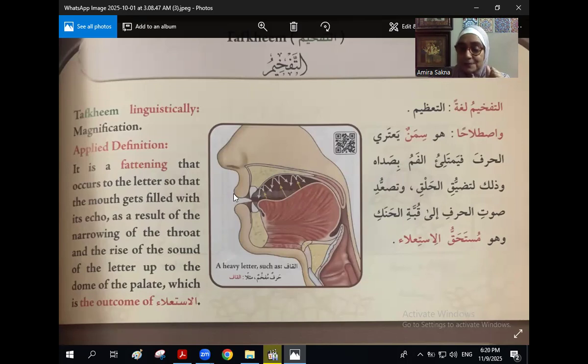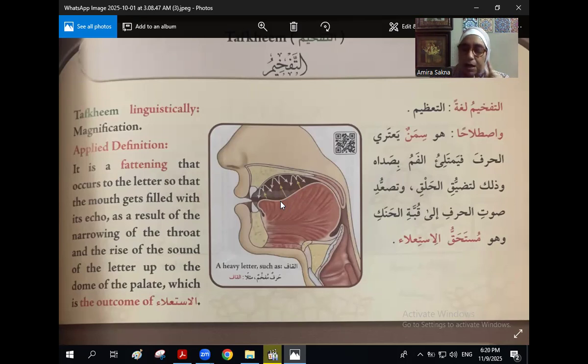And this is what is called the echo to happen. And this will cause the letter to have a kind of fattening. This is the term in phonetics, and in tajweed the letter becomes mufakham, or a heavy letter. It is the only thing that happens when I pronounce an elevated letter.